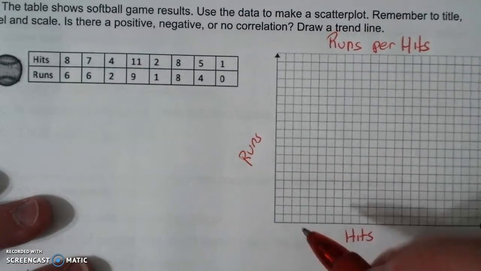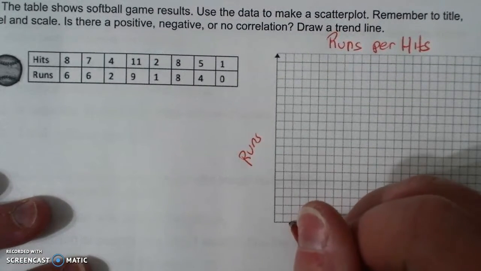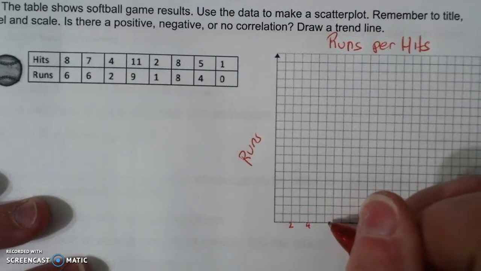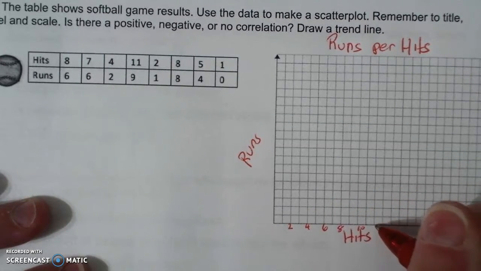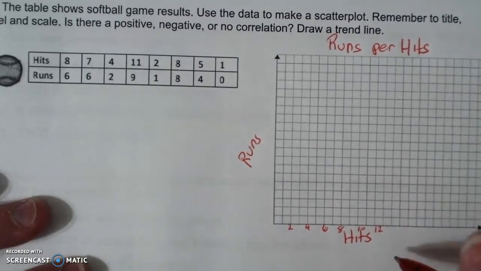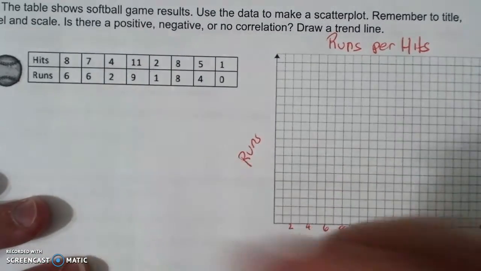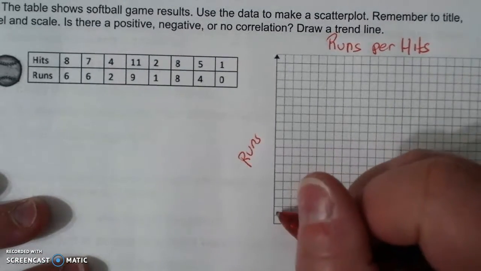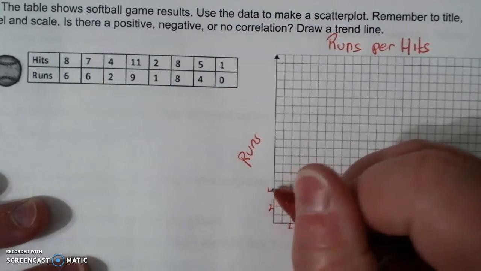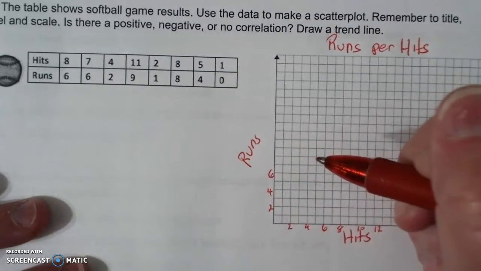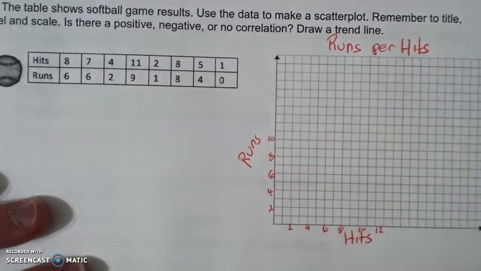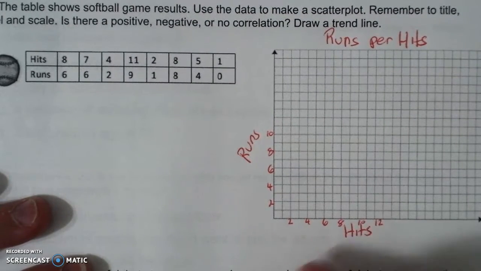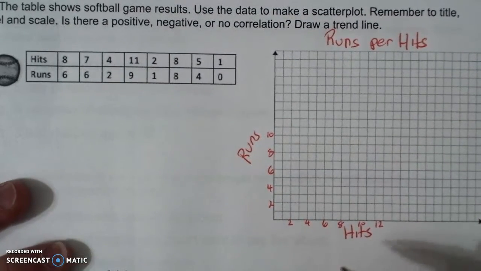And I'm going to go by ones. So 1, 2, 3, 4, 5, 6, 7, 8, 9, 10, 11, 12. I don't have anything after 12. And then 1, 2, 3, 4, 5, 6, 7, 8, 9, 10. I didn't put every digit down there because it would be too crowded.